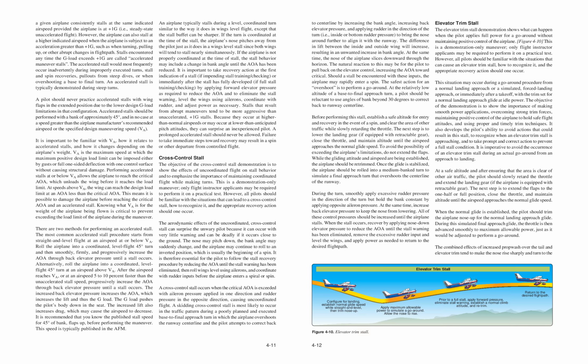Return to the desired flight path. Configure for landing. Establish normal glide speed while straight and level. Then trim nose up. Apply maximum allowable power to simulate a go-around. Allow the nose to rise. Prior to a full stall, apply forward pressure. Eliminate stall warning, establish a normal climb attitude, and retrim. Figure 4-10. Elevator trim stall.